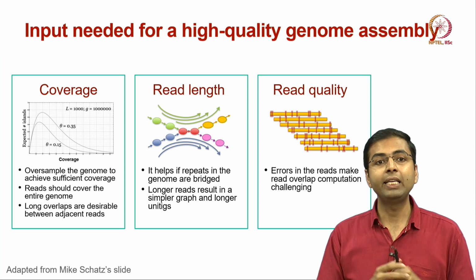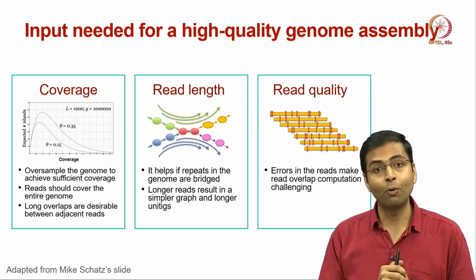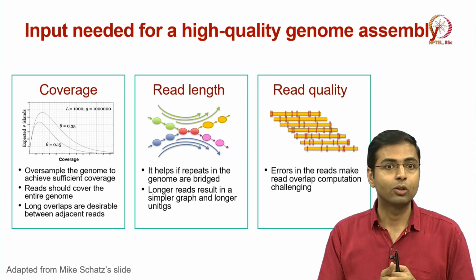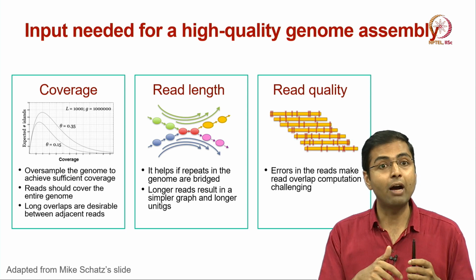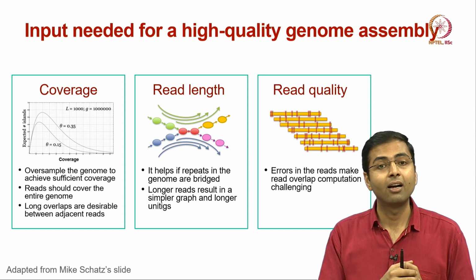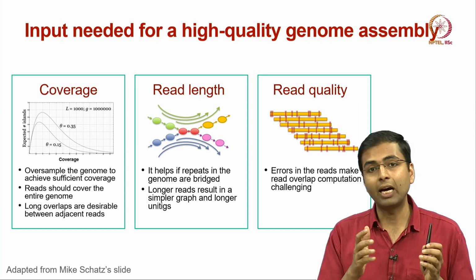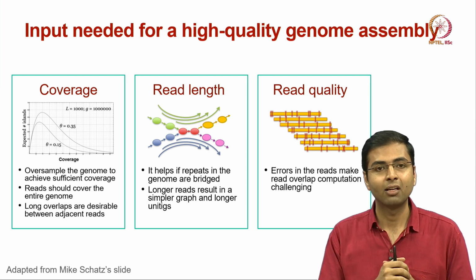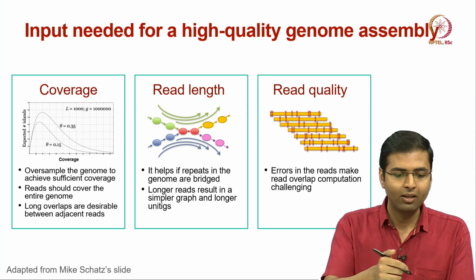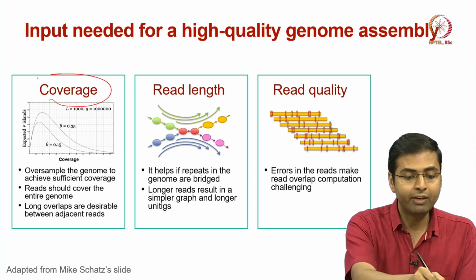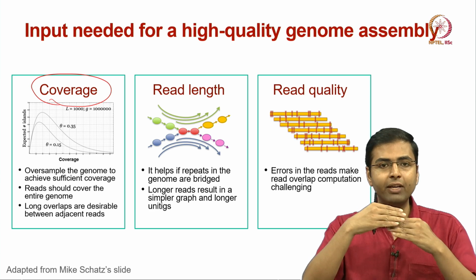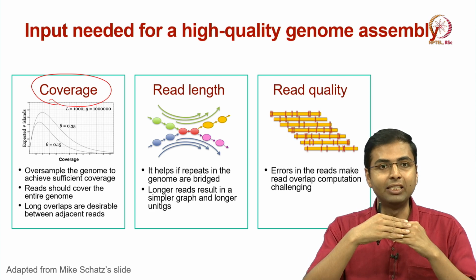Remember that we need high quality input for solving the genome assembly problem, because when we are solving this jigsaw puzzle, the quality of your pieces matters. Do you have all the pieces, are your pieces long enough, and are the pieces broken, or are the pieces very well intact. So, in the context of sequencing reads, we would ideally want sufficient coverage so that the entire genome is covered by reads and you have enough overlap between adjacent reads.